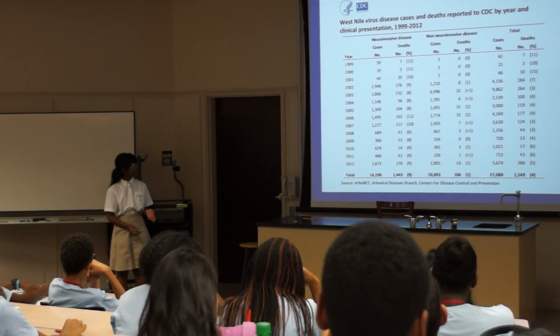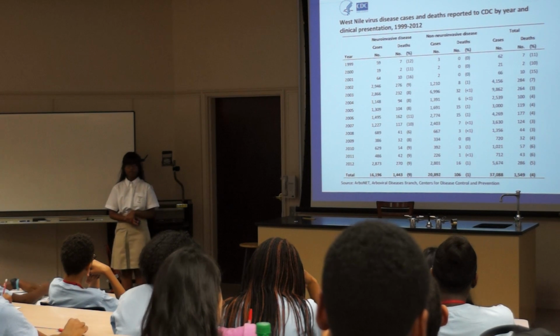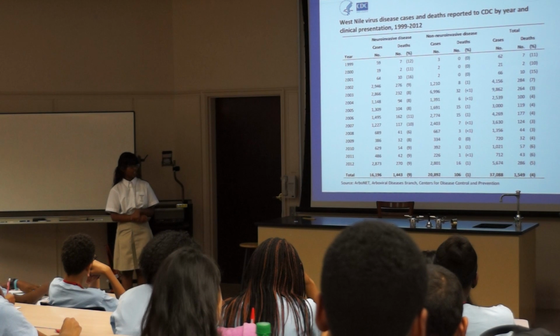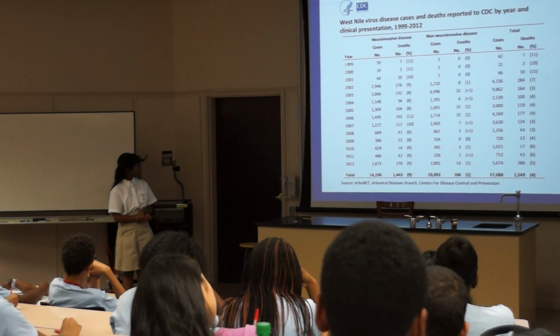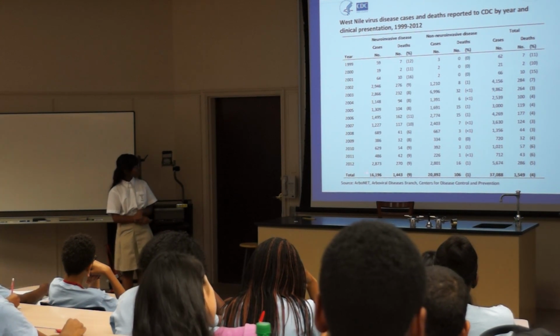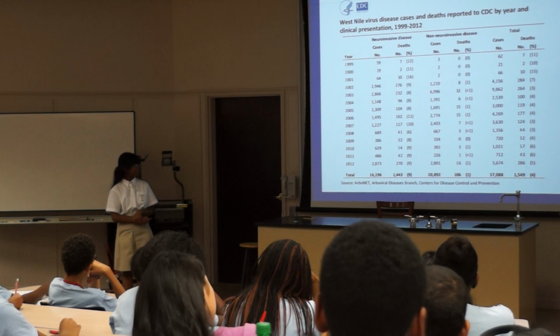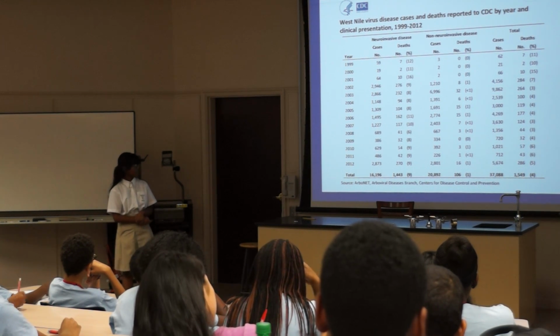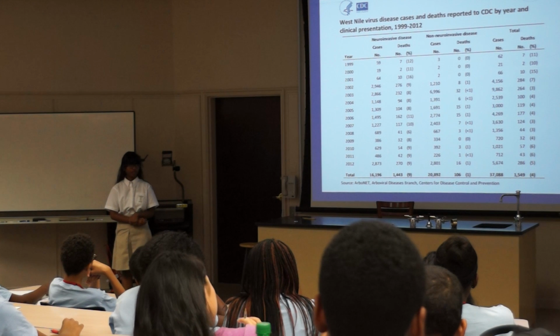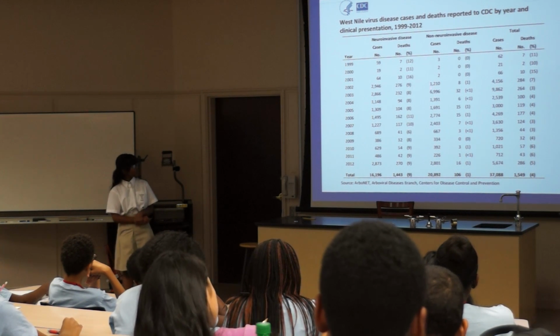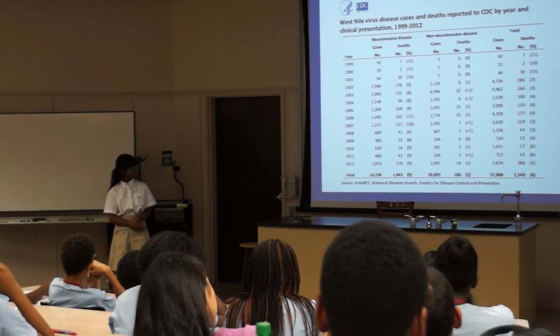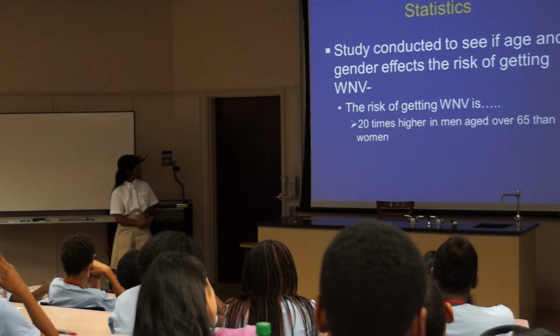One was neuroinvasive and the other non-neuroinvasive. Neuroinvasive means it's a neurological illness, and it affects the central nervous system. Neuroinvasive cases were 16,196, and out of that, 1,443 deaths. Non-neuroinvasive were 20,892 cases, and a total of 106 deaths.